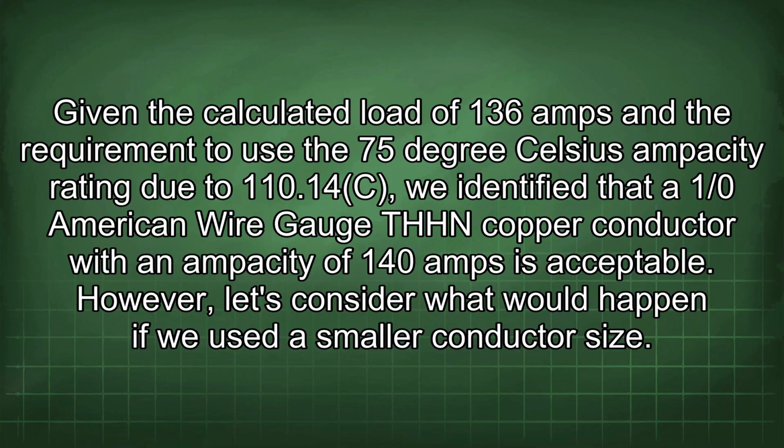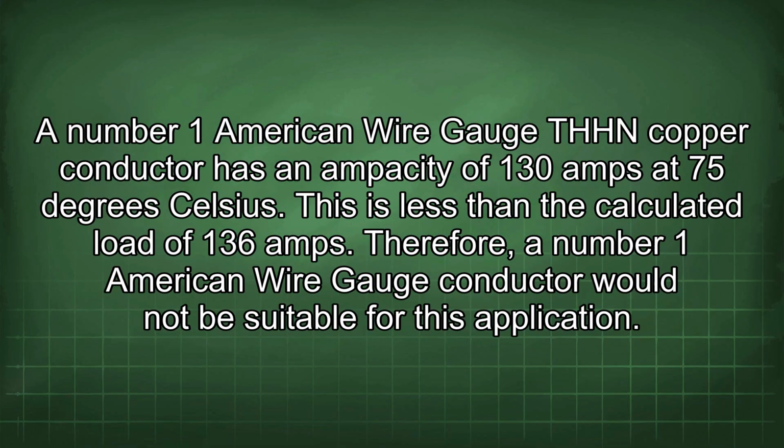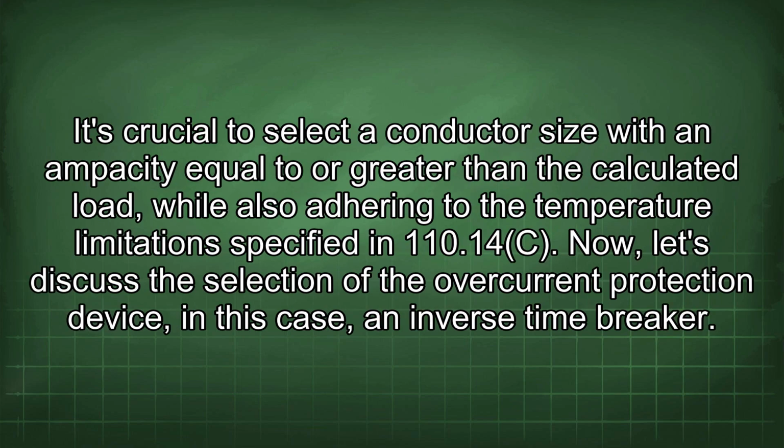acceptable. However, let's consider what would happen if we used a smaller conductor size. A number 1 American wire gauge THHN copper conductor has an ampacity of 130 amps at 75°C. This is less than the calculated load of 136 amps. Therefore, a number 1 American wire gauge conductor would not be suitable for this application. It's crucial to select a conductor size with an ampacity equal to or greater than the calculated load, while also adhering to the temperature limitations specified in 110.14(C).